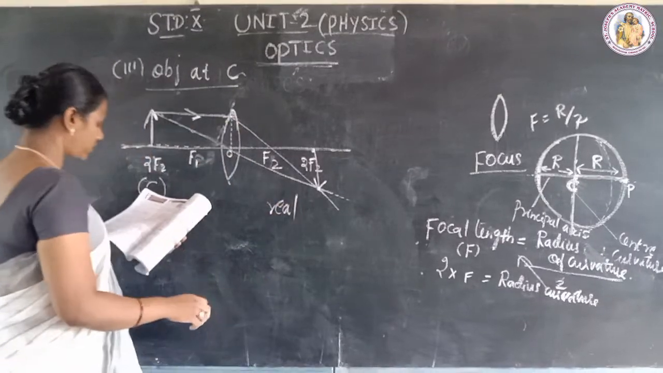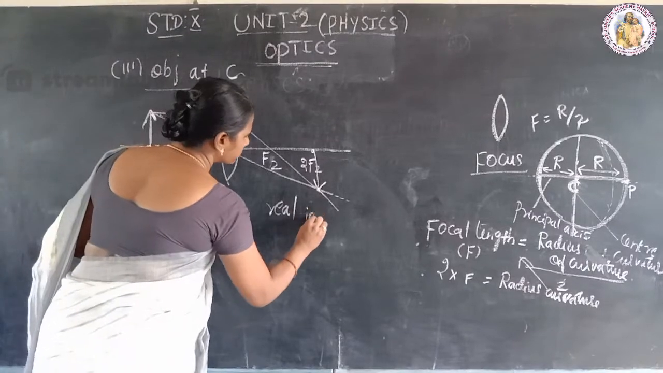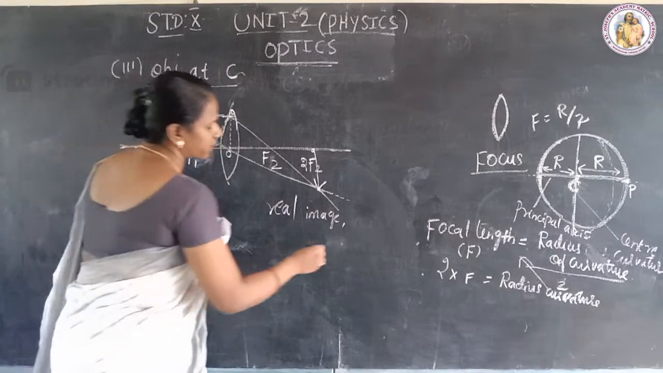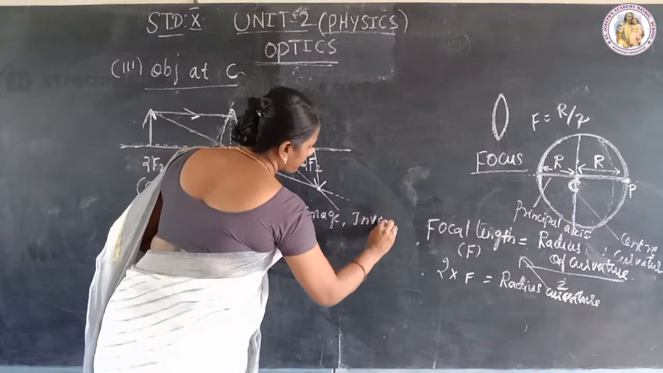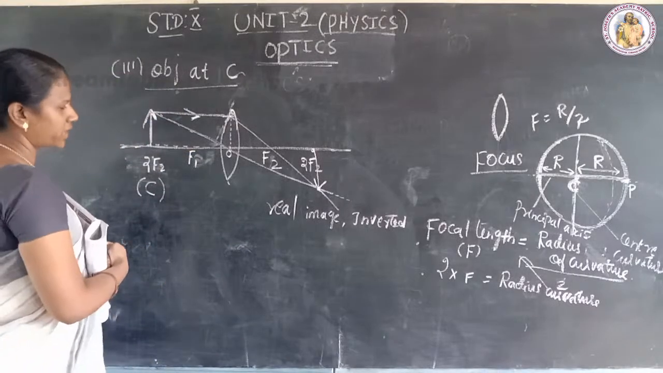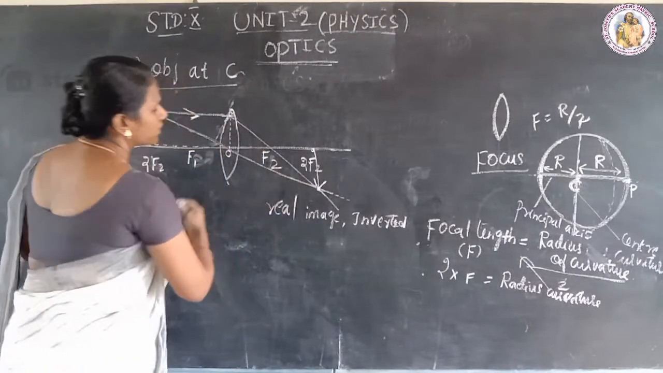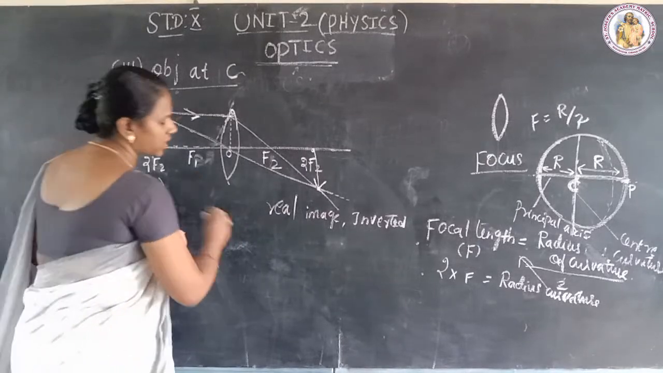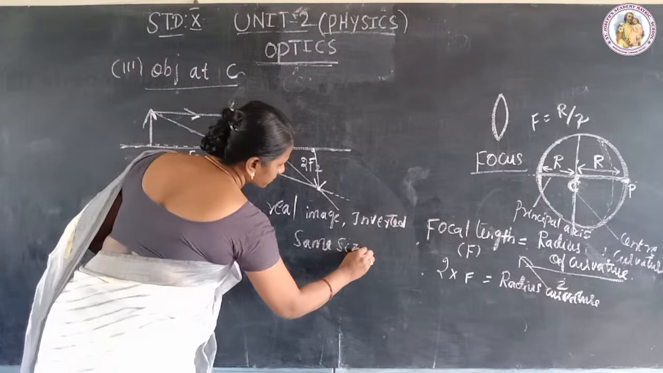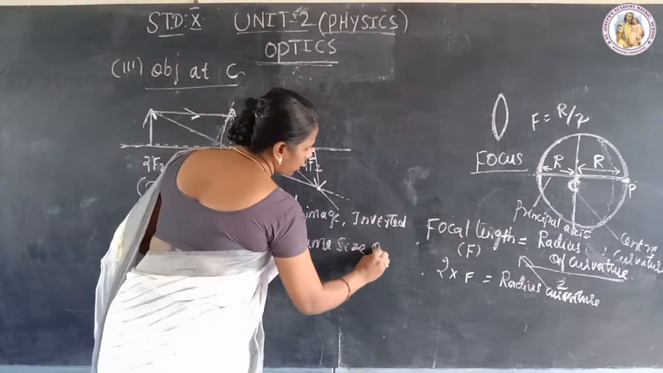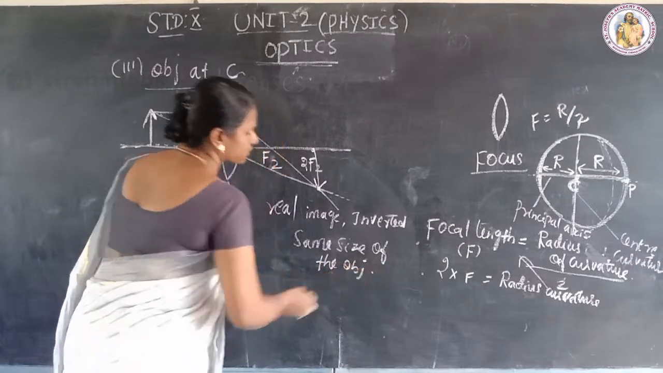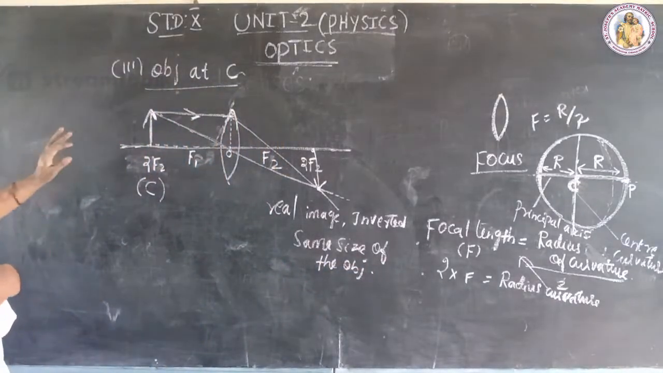So here the image we got is a real image, and it is inverted. Real image, inverted image, and what about the size of the image formed? The same size as the object. This is case B.